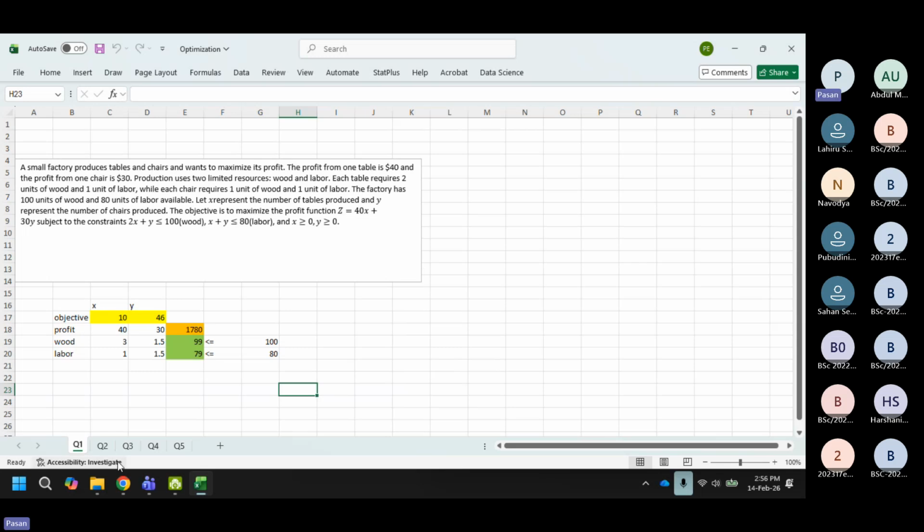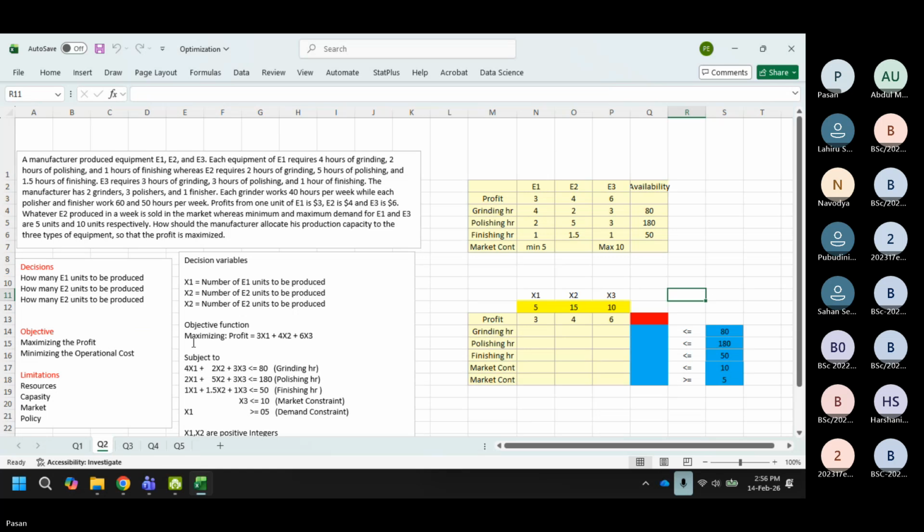So let's look at this one then. Let's move on to this example here. We can see that some information is already here, so let's read this one. The manufacturer is producing E1, E2, and E3. So they are producing three items here, right?